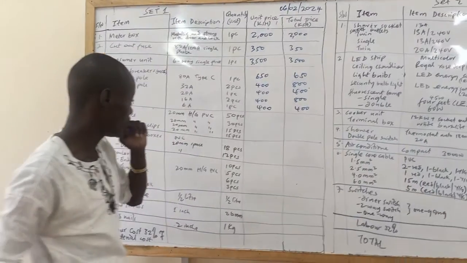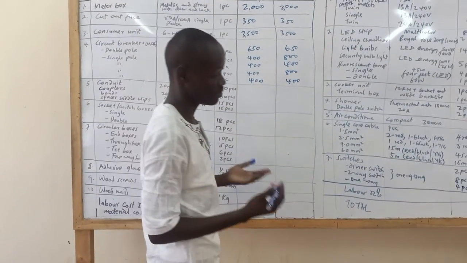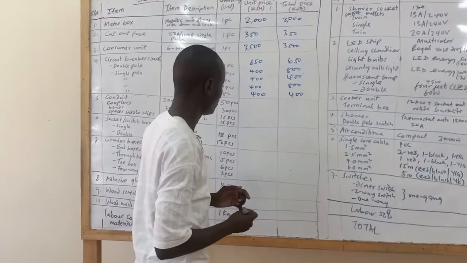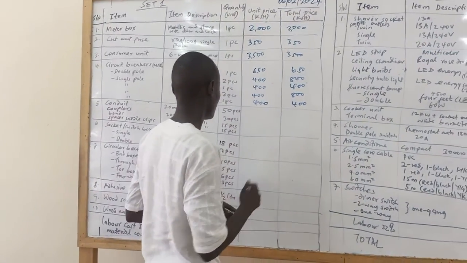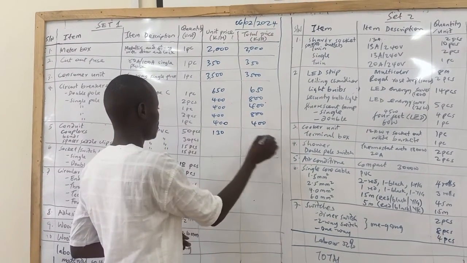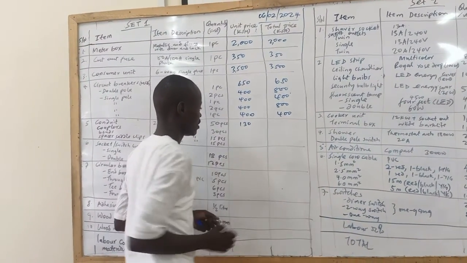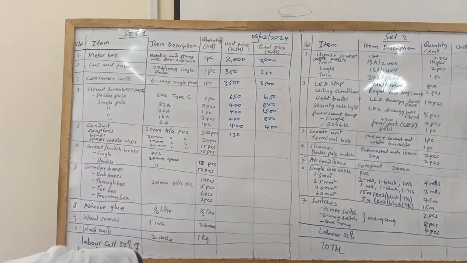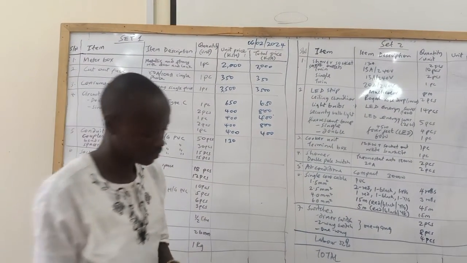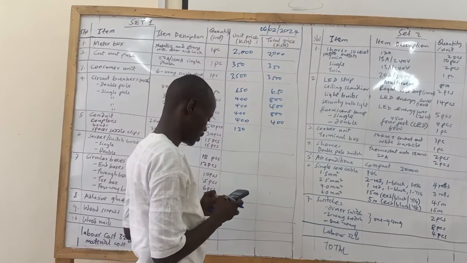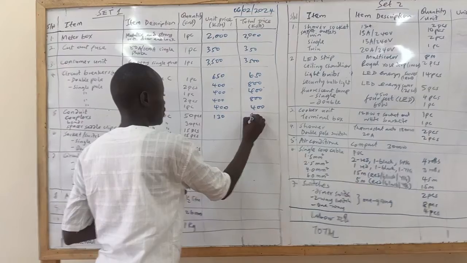Then you go to conduit, heavy gauge. The current price is 130, 140. 120 also you can get, so you work with 130 in this case. So for 50 pieces, that will be 6,500.